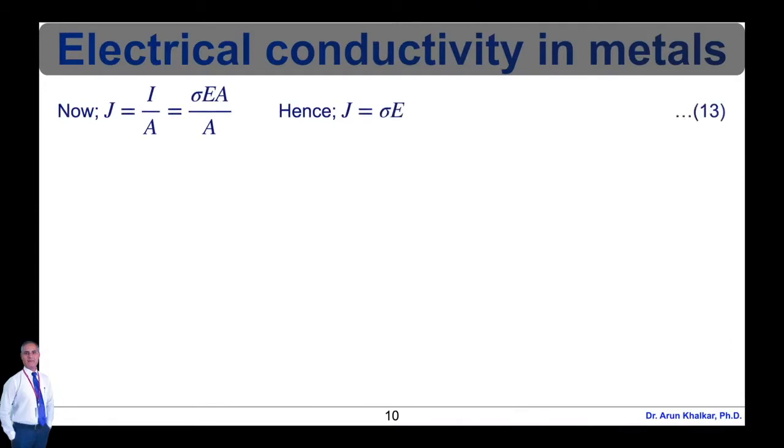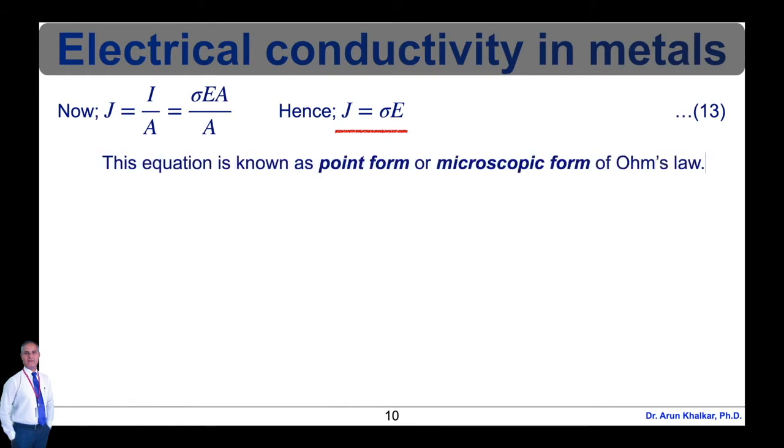Now current density capital J is equal to I upon A is equal to sigma into E into A upon A. Hence capital J is equal to sigma into capital E. Let's say this is equation number 13. This equation is known as the point form or microscopic form of Ohm's law.